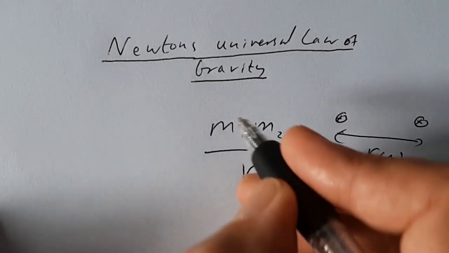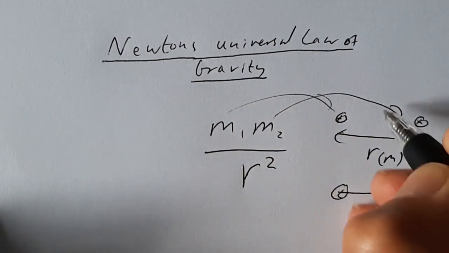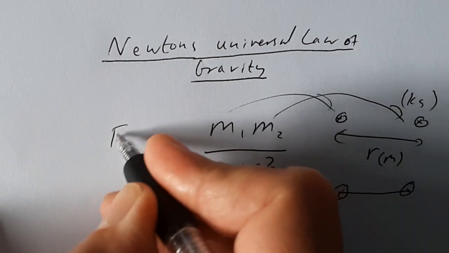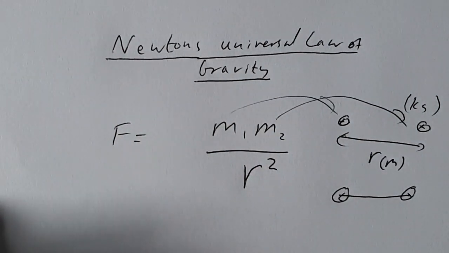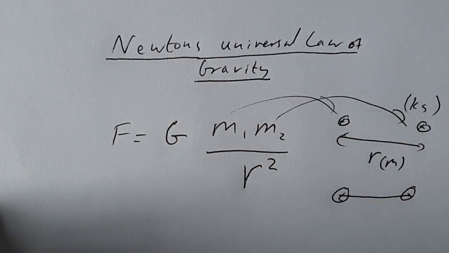M1 and M2, obviously the mass of the two objects, and they obviously have to be measured in kilograms. And there's the force, and then perhaps not surprisingly, there's a constant that ties this all together, Newton's universal gravitational constant.